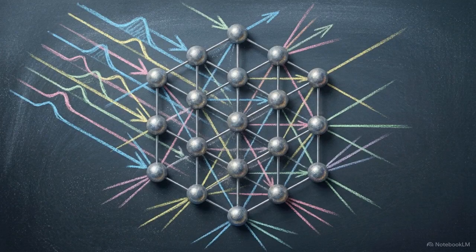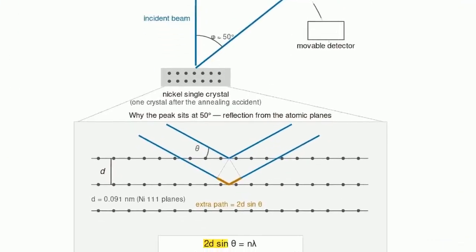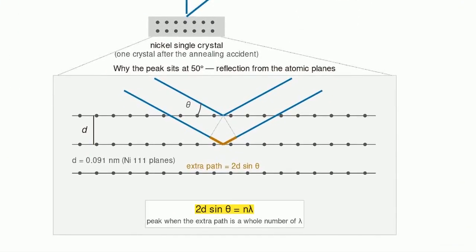This is diffraction, a wave phenomenon where reflections from regularly spaced obstacles reinforce each other only at specific angles. The experimenters recorded a sharp intensity peak when the detector reached an angle of 50 degrees from the incident beam. To analyze this, we use Bragg's law, 2d sine theta equals n lambda. This geometric rule determines how X-ray waves reflect off parallel crystal planes.